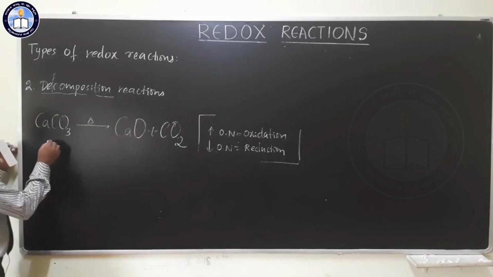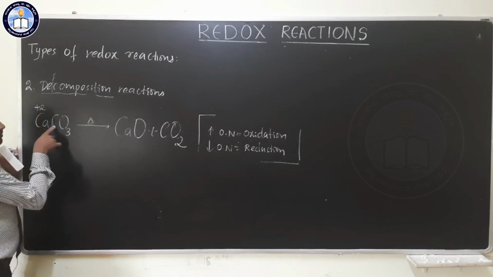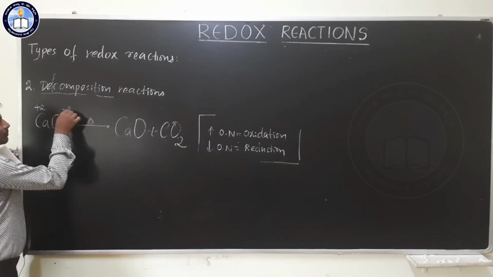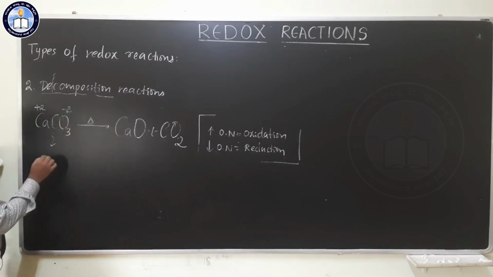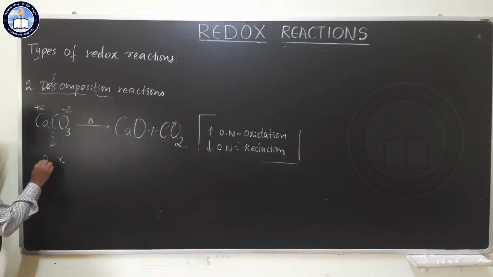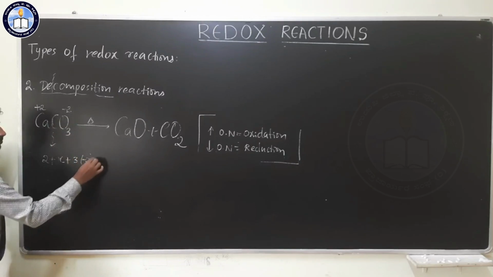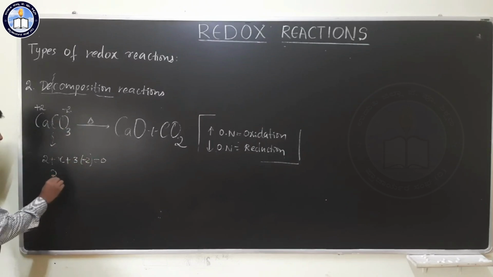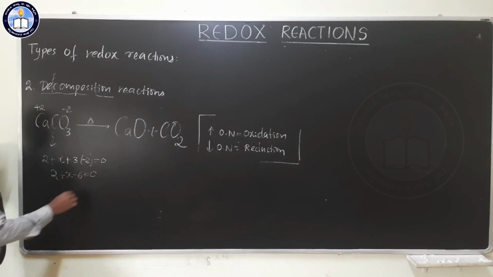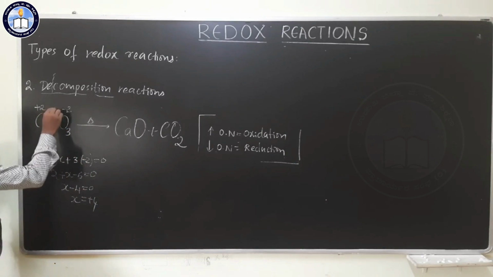Now see that here the oxidation number on calcium is +2, an alkaline earth metal, and oxygen is -2. To calculate for carbon, let carbon be x. Calcium is +2, so 2 plus x plus 3 times the oxygen value of -2 equals 0. So 2 plus x minus 6 equals 0, x minus 4 equals 0, and x equals +4, hence +4 on carbon.